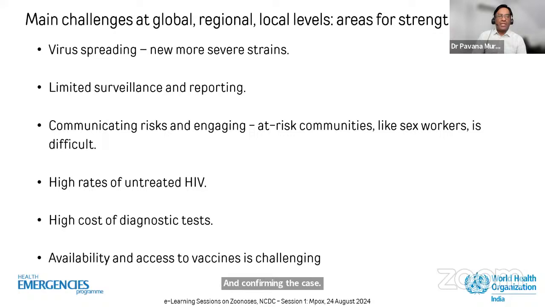So this is a challenge. There are challenges in communicating risks and engaging at-risk communities, especially, of course, the sex workers, which is very difficult. The other challenge is that in immunocompromised persons, the virus causes more severe disease, and the death rate is higher in such persons. So especially in the African context, where there is a high burden of HIV, we also have high rates of HIV persons getting affected, and more severity and death in these persons.